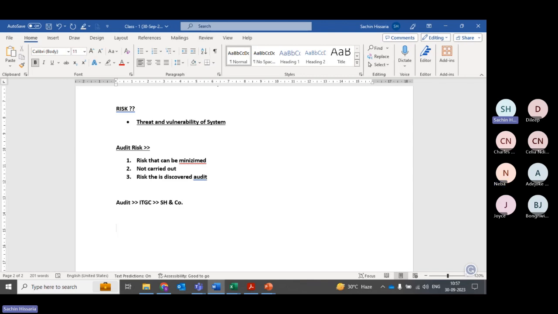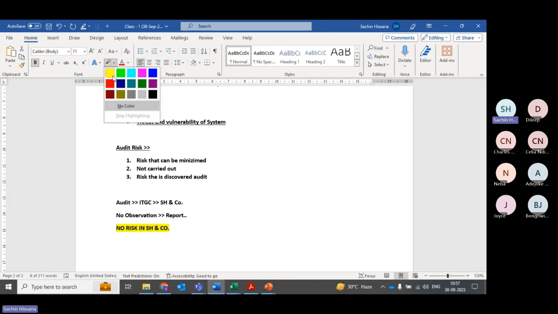Suppose you have performed your audit and you have reported no observation, zero observation in your report. Now, can I say that there is no risk in SHN company? Can I use this statement, that there is no risk in the SHN company? Because in your audit report, there was no observation. So, can I say this, yes or no?